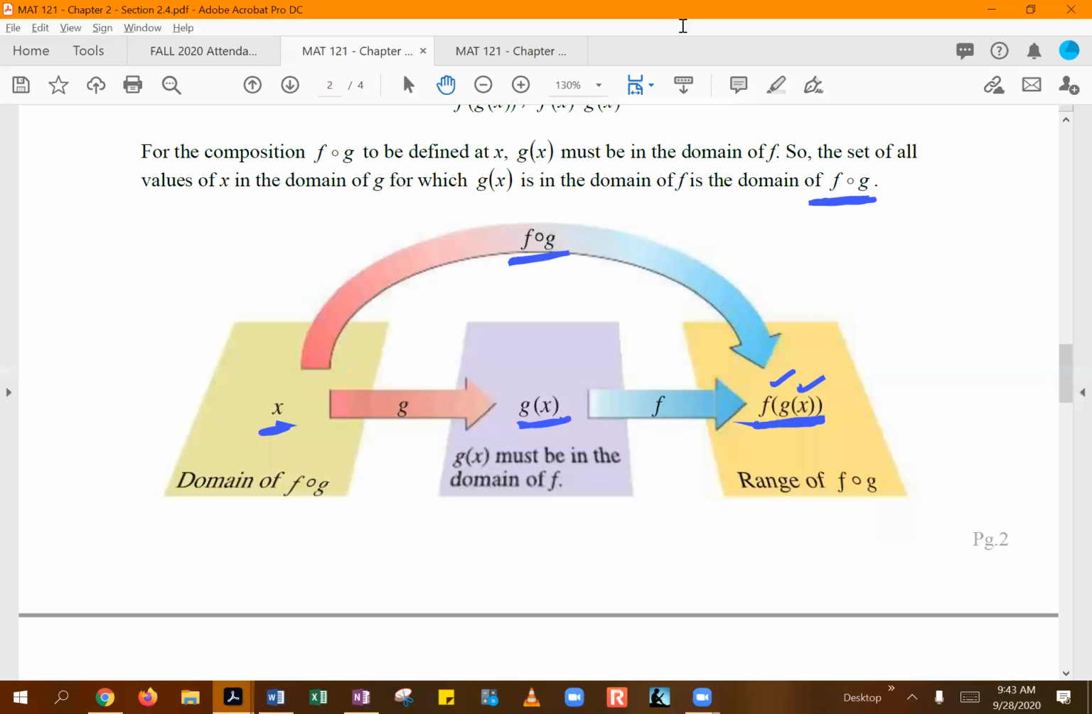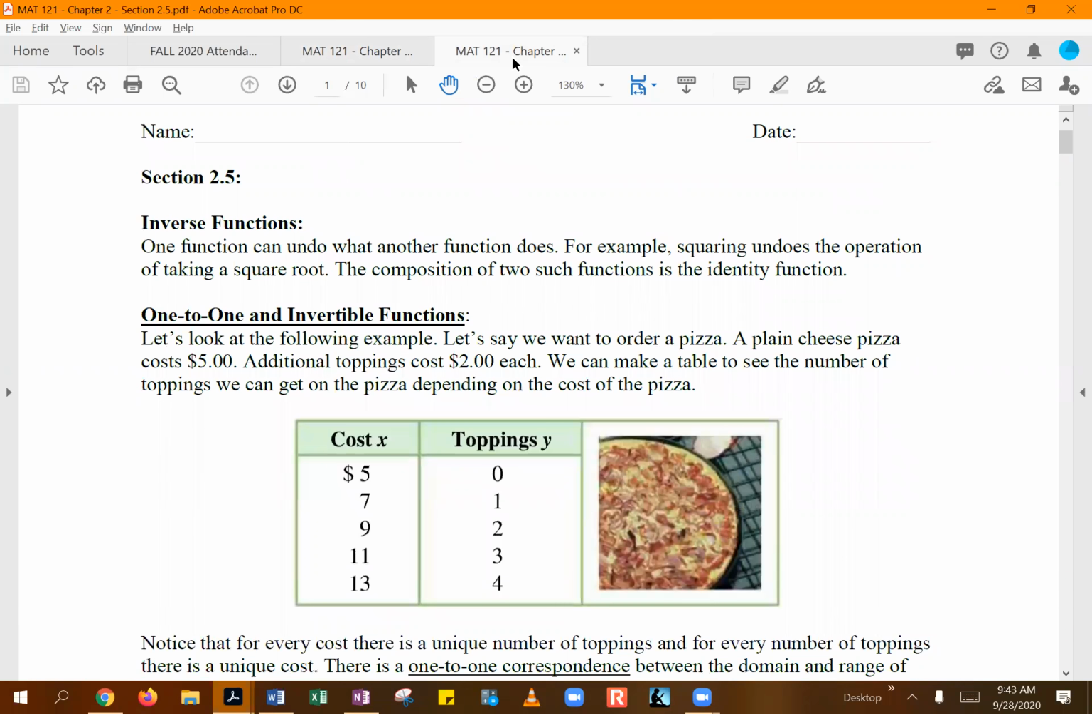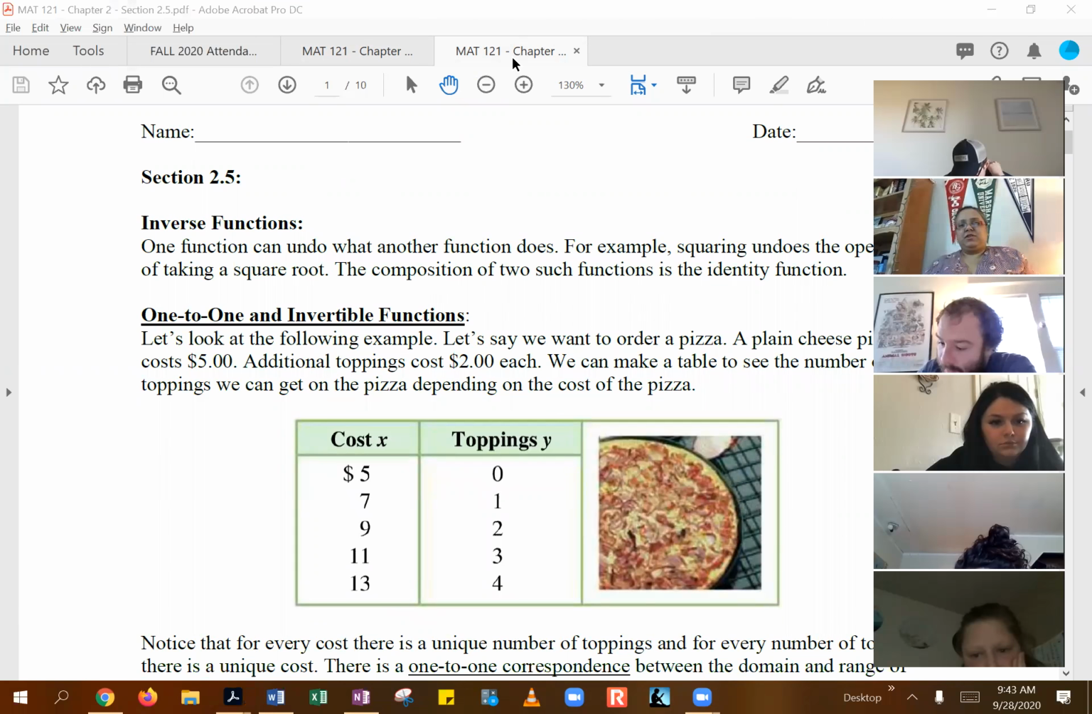And that's going to be our 2.5, which is talking about the inverse functions. So inverse functions, and again, if you have seen the video lecture, then you have an idea over here.